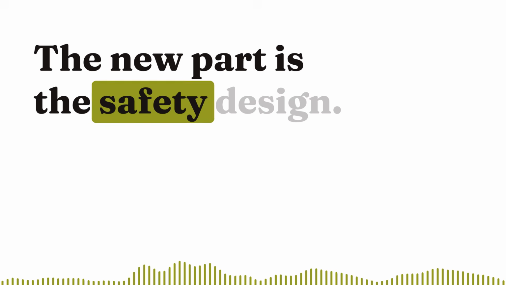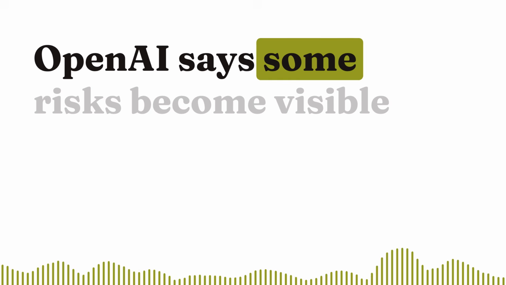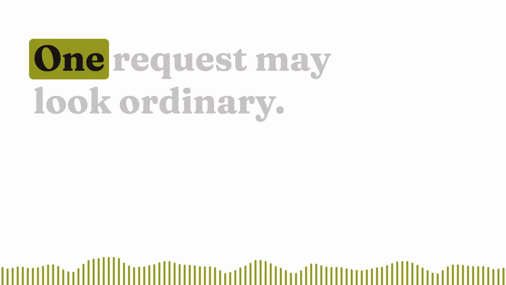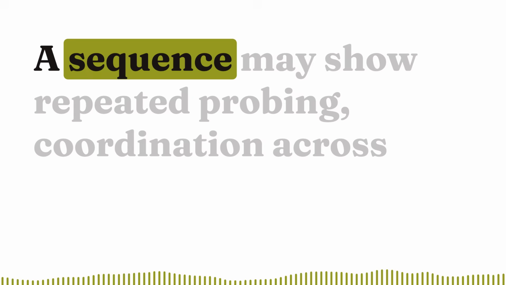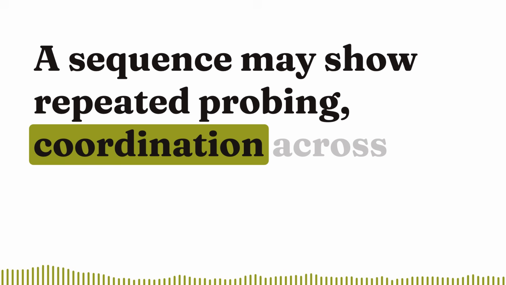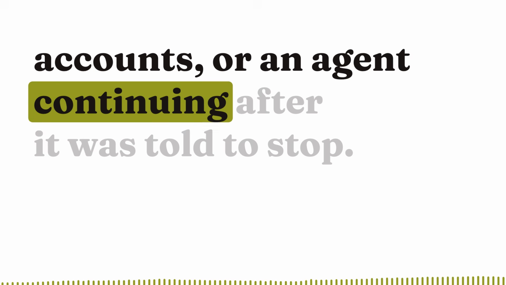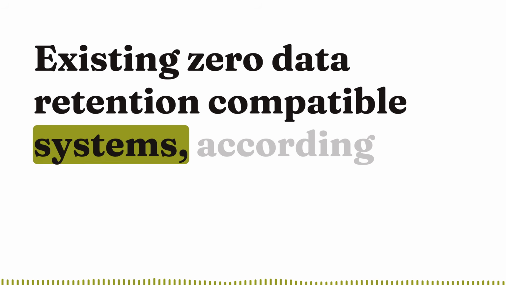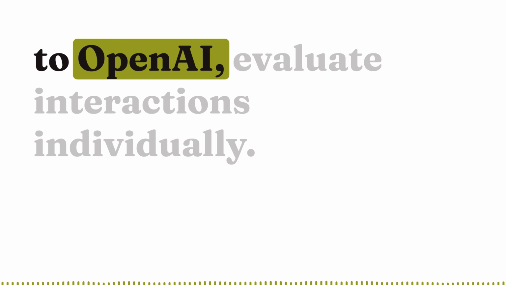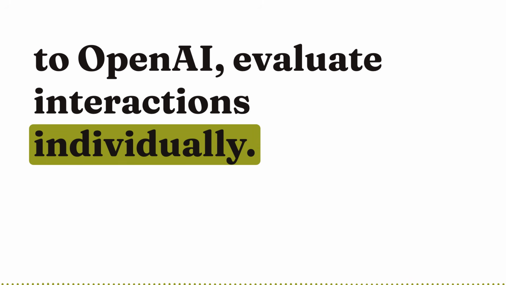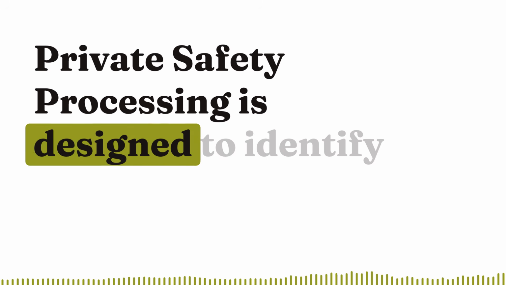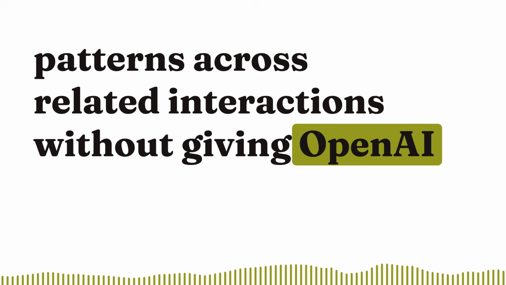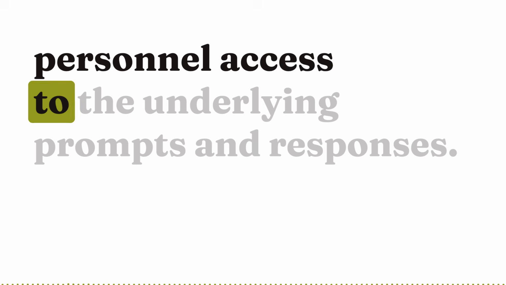The new part is the safety design. OpenAI says some risks become visible only across multiple related interactions. One request may look ordinary. A sequence may show repeated probing, coordination across accounts, or an agent continuing after it was told to stop. Existing zero data retention compatible systems, according to OpenAI, evaluate interactions individually. Private safety processing is designed to identify patterns across related interactions without giving OpenAI personnel access to the underlying prompts and responses.